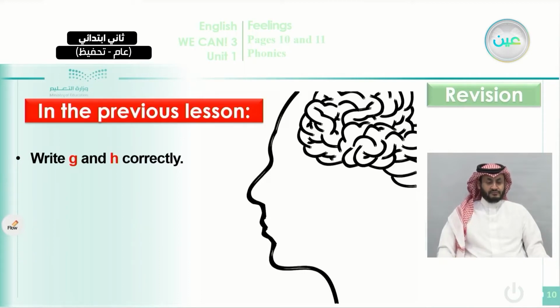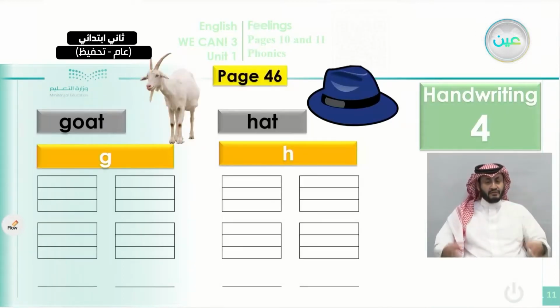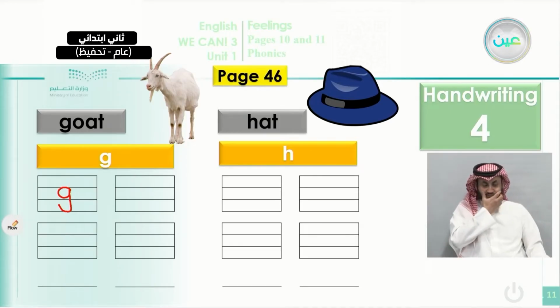Also, in the previous lesson, we ended the class with how to write G and how to write H. Let's try it again, to remind you how to write them. Okay, so G should be done like this. This is how you write G. Okay, you have to be careful how to start and how to finish, and also the place of the G.